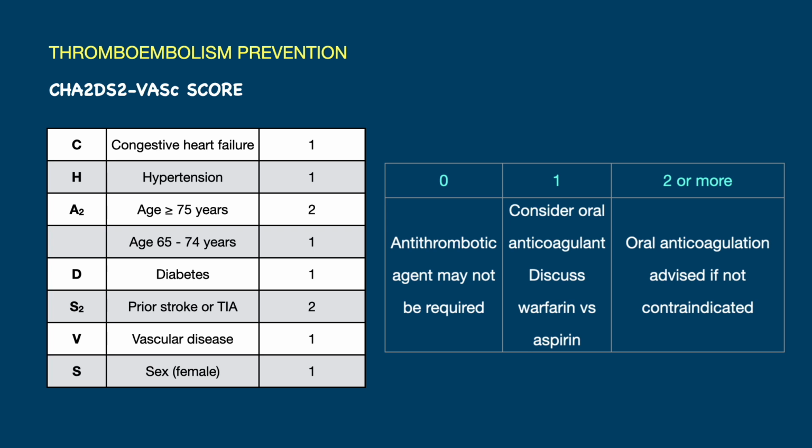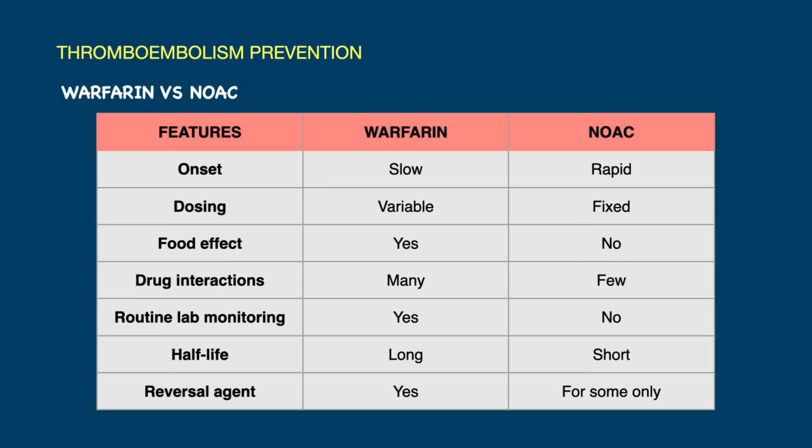In cases of non-valvular AF, a score of 0 indicates a low risk and does not necessarily require anticoagulation. However, even with moderate risk, which is a score of 1 or more, permanent anticoagulation will have to be considered unless the risk factor is only based on female gender. With a score of 2 or more in the risk stratification, anticoagulation is imperative. This table outlines the difference between warfarin and novel anticoagulants for the prevention of thromboembolism.